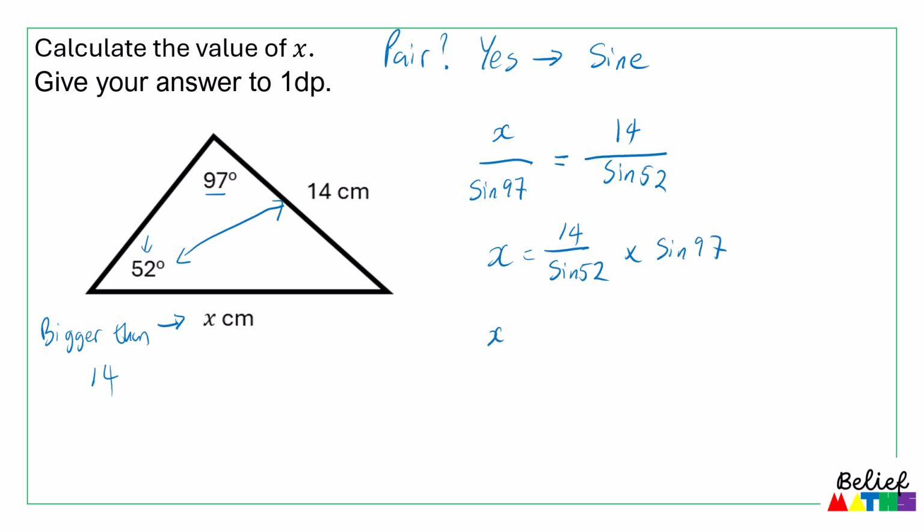Now I've got most of the marks in this question without even using my calculator. It's only at this point now I'll pick my calculator up and I'll work it all out in one go, which gives me an answer of 17.633, which then, rounding to one decimal place like it asks, I get x equals 17.6 centimeters. So remember, if you have a pair, i.e. the angle and the side opposite it, you're using the sine rule. Otherwise, you're going to use the cosine rule. The second thing to remember is that if I've got a bigger angle, the side opposite is going to be bigger. If I've got a smaller angle, the side opposite is going to be smaller.